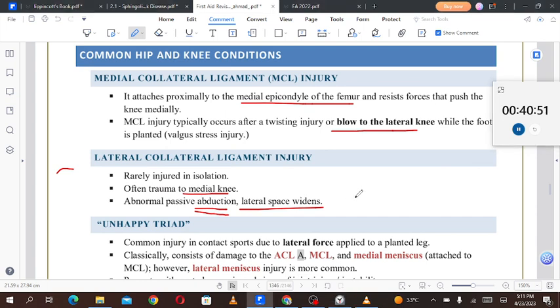And there is lateral space widening, so it means that suppose this is the femur, and here we have the tibia below that, and this is the medial aspect, and here we have the lateral aspect. So this space between the femur and the tibia will widen because of the absence of the lateral collateral ligament. Then there is a thing that we call unhappy triad.